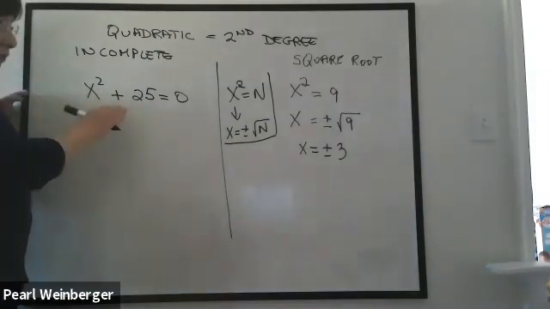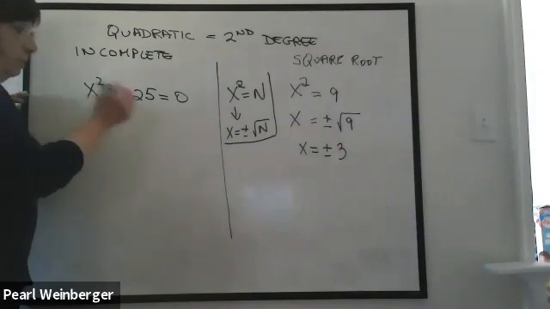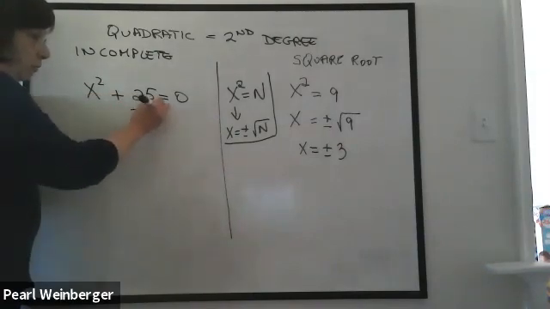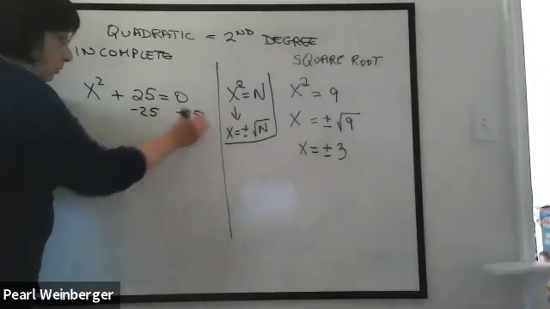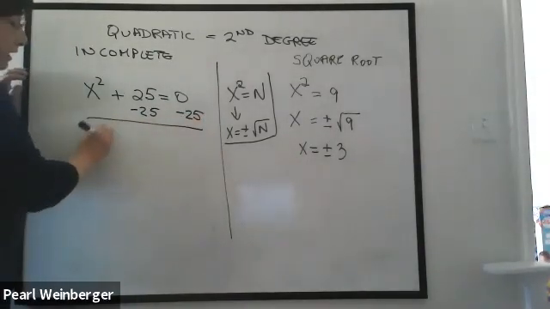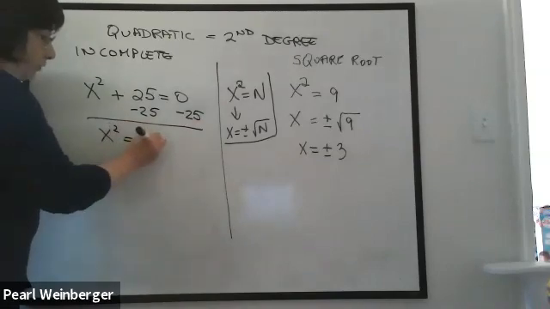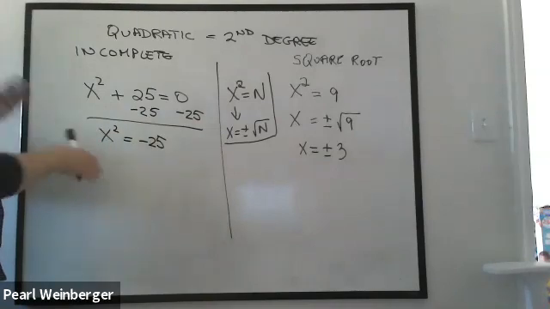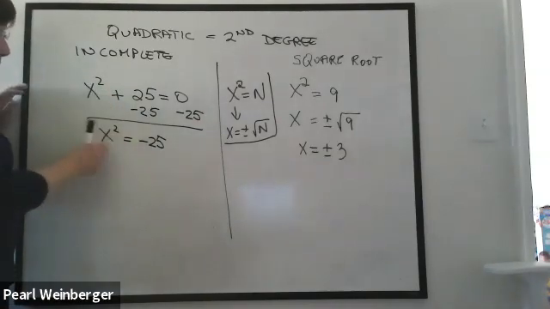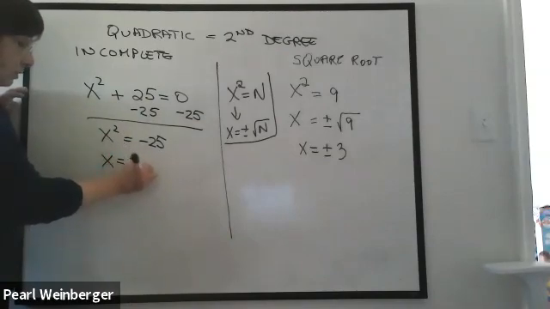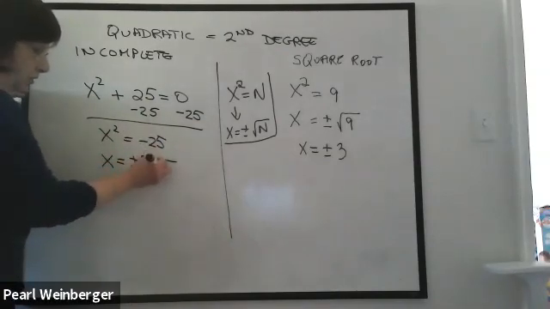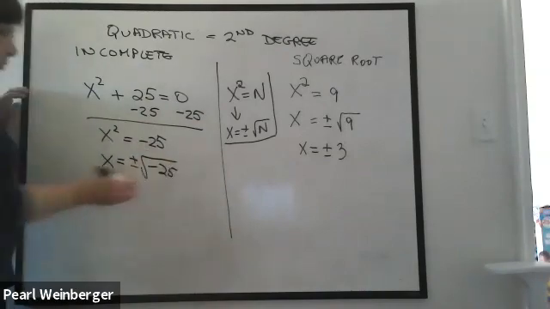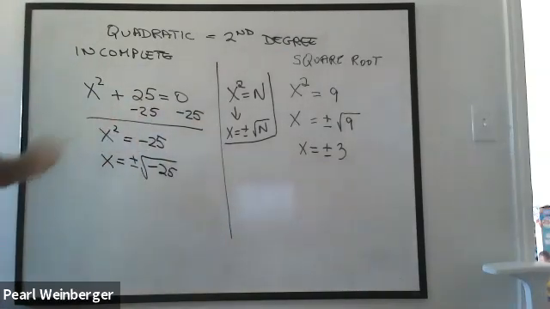What does the method entail? Get the x squared by itself, so we'll subtract 25 from both sides. That'll give us x squared equals negative 25. And now take the square root of both sides. This is the square root method. Once I have x squared, I can take the square root. The square root of x squared is x. On the other side, it becomes plus or minus the square root of this number, which is negative 25.